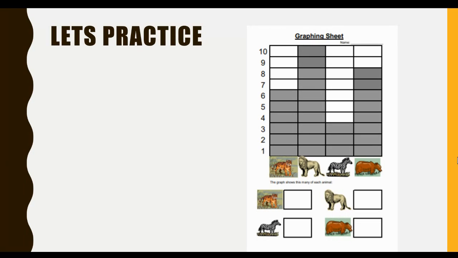Okay, this one is graphing animals at the zoo. So let's check out this bar graph. So we have numbers on this side, 1 through 10. So the answers are not going to be any larger than 10 because that's the highest number on here. We have 4 things that we're graphing on the bottom. We have a tiger, a lion, a zebra, and a bear.